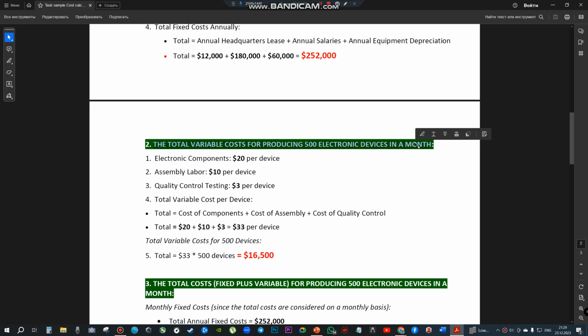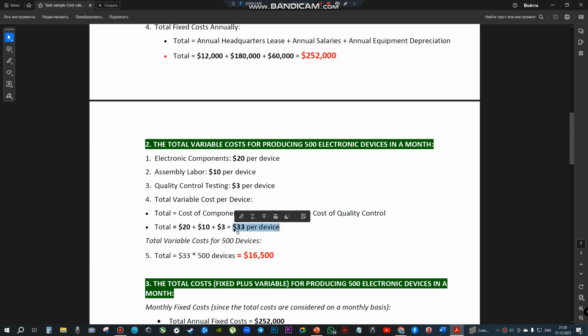In order to understand how much money the company is spending in terms of variable cost for producing 500 units of production, we have to understand the total variable cost per unit. In this case, we have just to sum up all of these elements. So electronic components plus the assembly labor cost and quality control testing cost, $20 plus $10 plus $3, and in result we have $33 per one device.